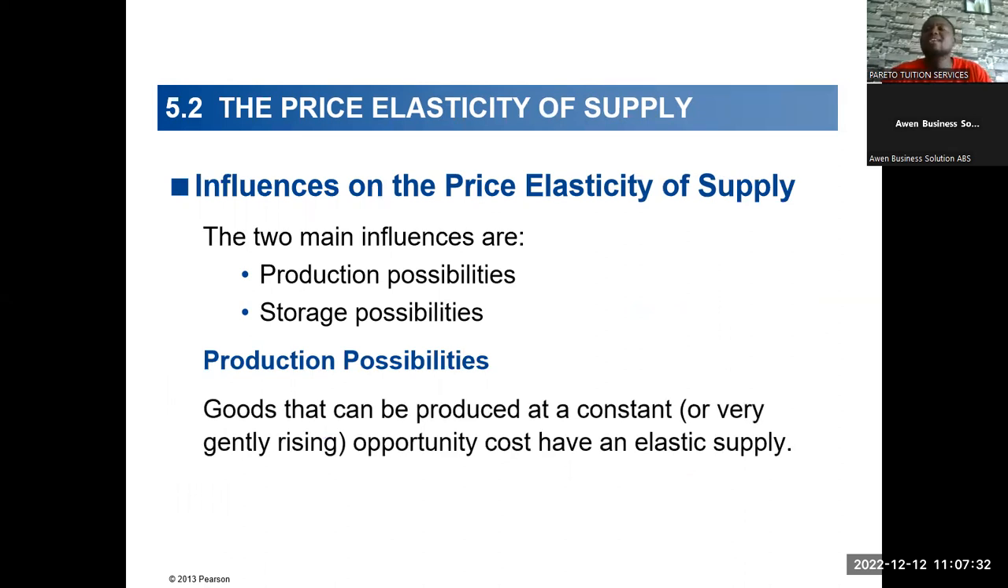It's possible to increase the quantity that they offer for sale at a constant cost, or even if cost will increase, it increases gently. I mean, by increasing quantity, you don't incur so much incremental cost. If that is the case, they are able to produce more whenever there's an increase in price, making them more responsive to increase in price. So supply becomes what? Elastic.